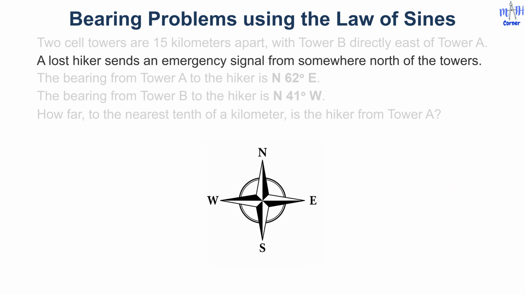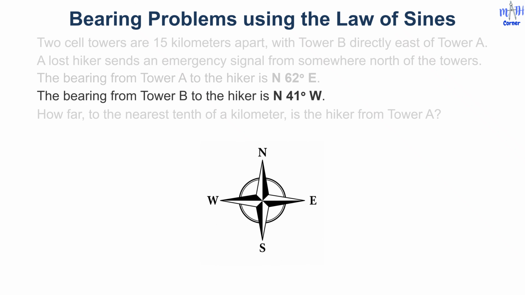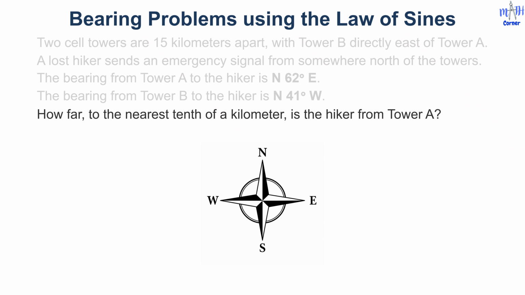A lost hiker sends an emergency signal from somewhere north of the towers. The bearing from Tower A to the hiker is north 62 degrees east. The bearing from Tower B to the hiker is north 41 degrees west. How far, to the nearest tenth of a kilometer, is the hiker from Tower A?